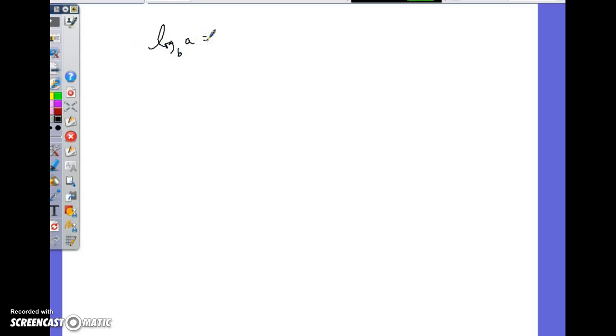So in order to do this problem, I'm going to go ahead and set it equal to x, because x is fun. And then I'm going to do what we always do. A equals b to the x. With me so far? That's just done because why? Because that's what we do with logs, right? That's the definition of a log. So far, so good.